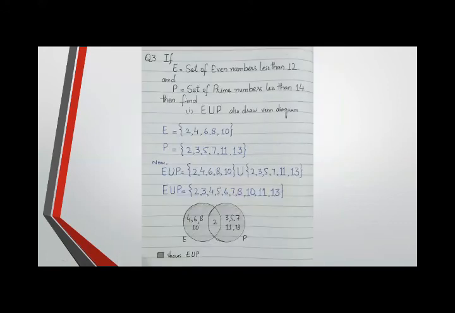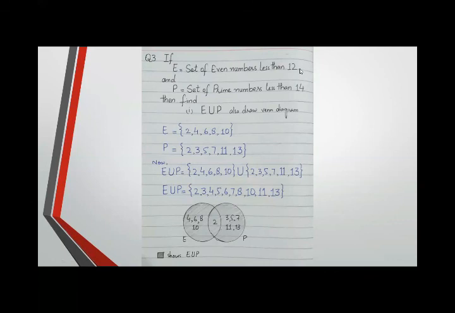Now students, we move to another example. Okay, this example is a little bit changed from your book. Here we have a set E equals the set of even numbers less than 12. Students, in our first lesson, we discussed the types of sets and the representation of sets. There are two representations, the tabular form and the descriptive form. Here the set is given in descriptive form.